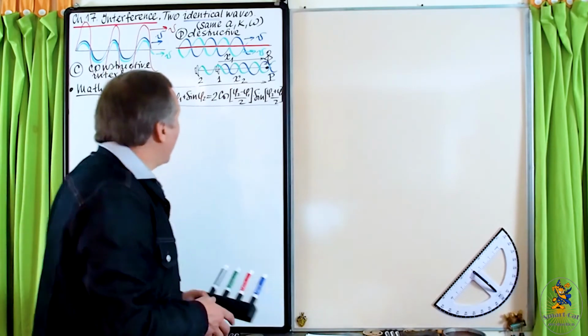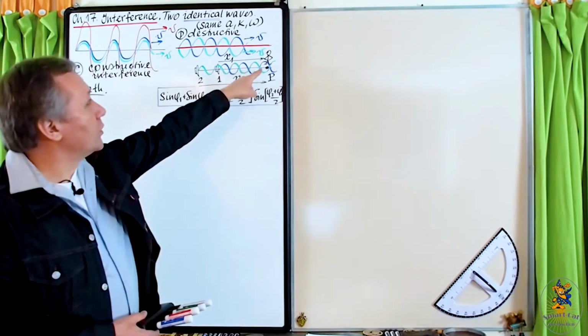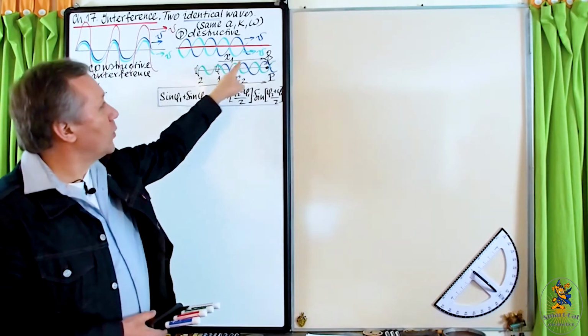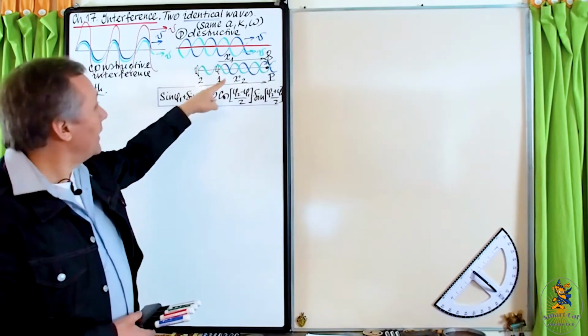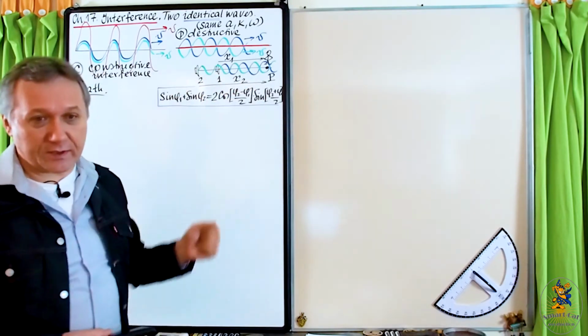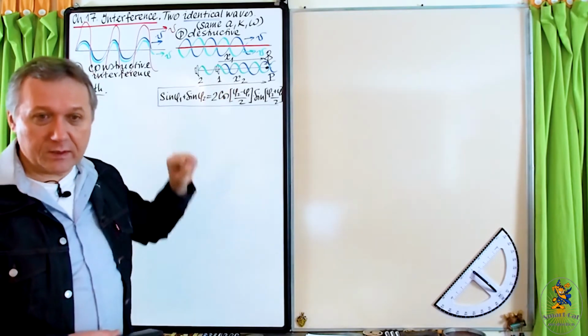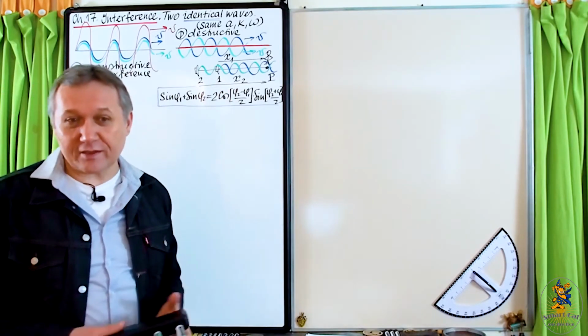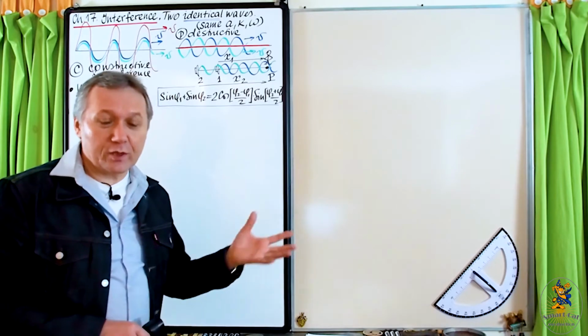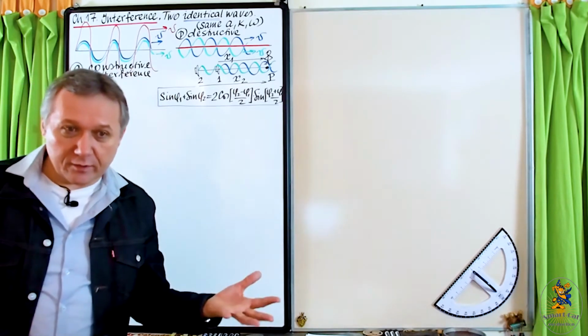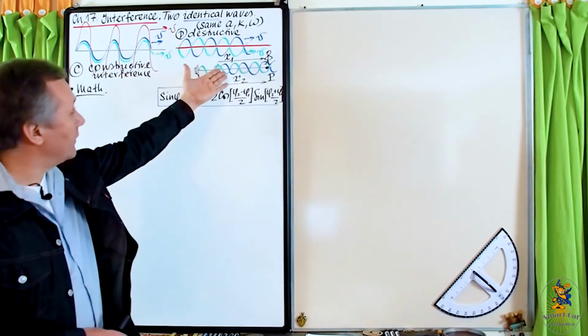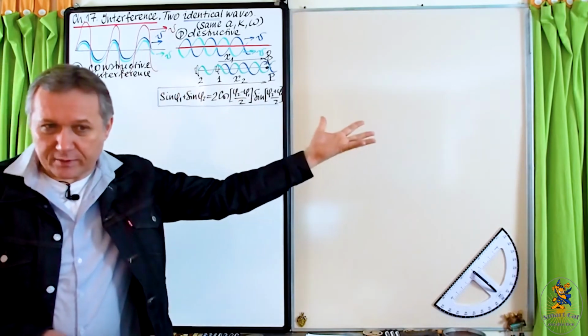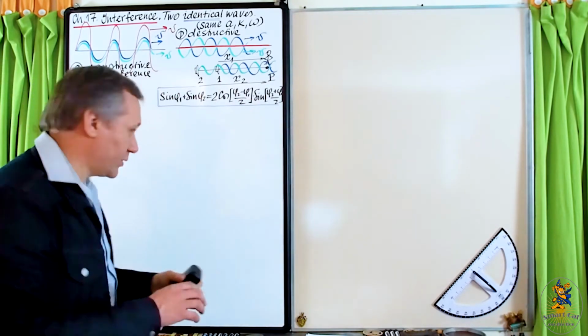Okay, so let's do it. Let's assume that this point P is at the distance x1 from the first source and at the distance x2 from the second source. Right, so this is the physical situation. And now let's get into mathematics. So first of all, let's write down the traveling wave equation for the first wave and for the second wave from the previous class. You remember those equations, right?